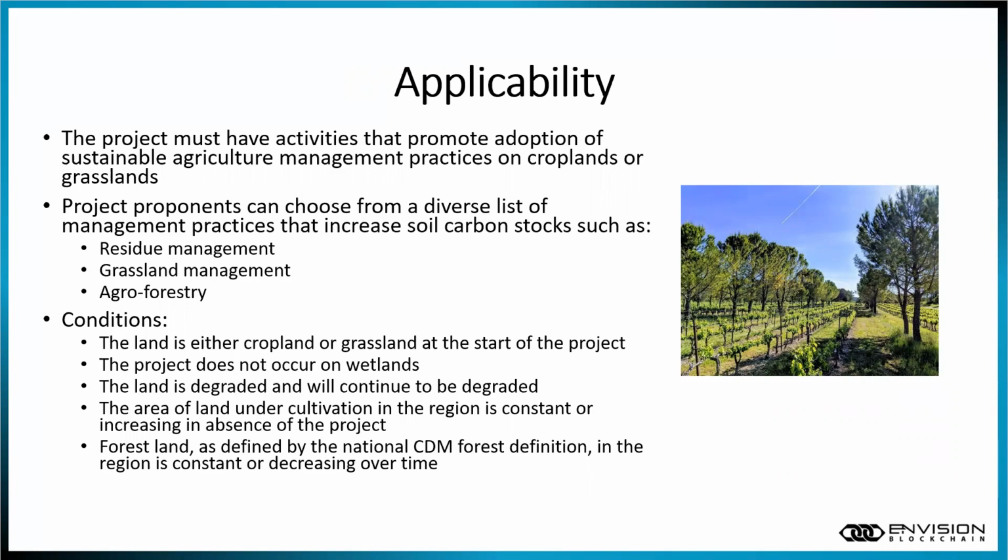The land is either a cropland or grassland at the start of the project. The project doesn't occur on wetlands. The land is degraded and will continue to be degraded. The area of land under cultivation in the region is constant or increasing in the absence of the project. And forest land defined by CDM in the region is constant or decreasing over time. So this is also something that you're going to come across within that methodology document. It's going to tell you your applicability. So if you don't fall within that, then you would have to find a methodology that works best with your project.